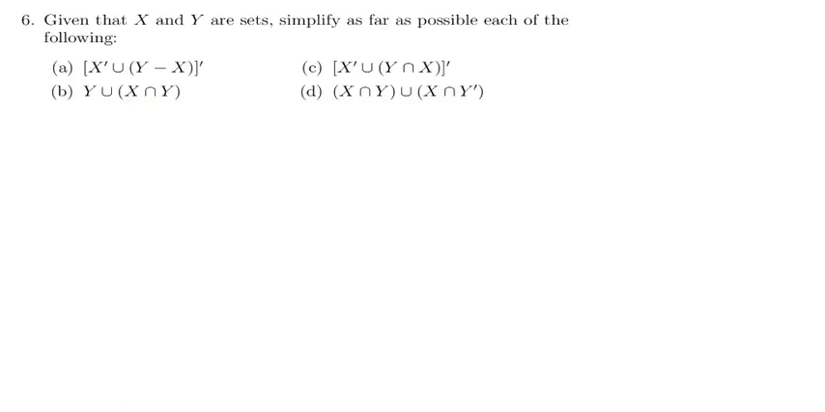I don't think this question can come, but let's do it for the sake of doing it. Given that x and y are sets, simplify as far as possible each of the following. So whenever you are trying to simplify sets, it's not complicated as long as you understand a simple principle. The first one, we know that it's going to be x complement union y, where there is minus, is going to be intersection x complement.